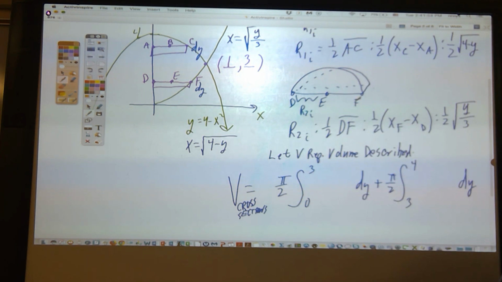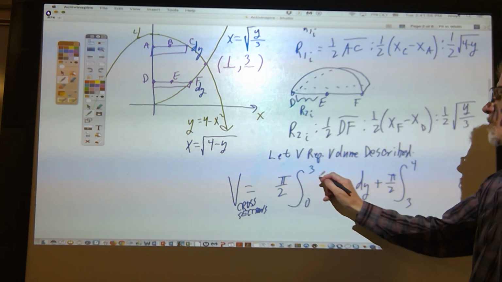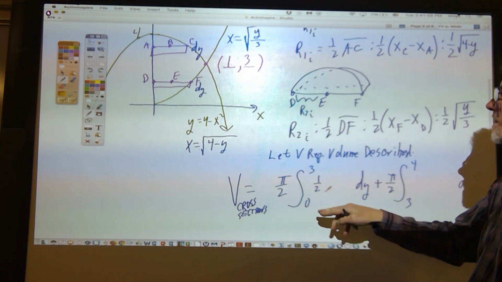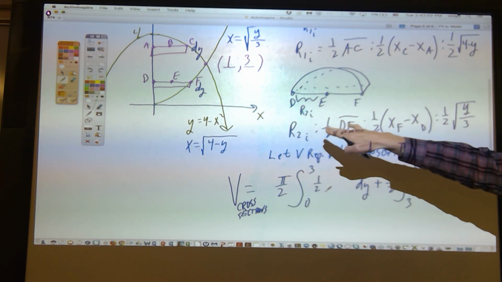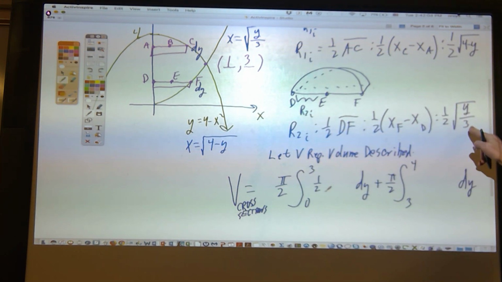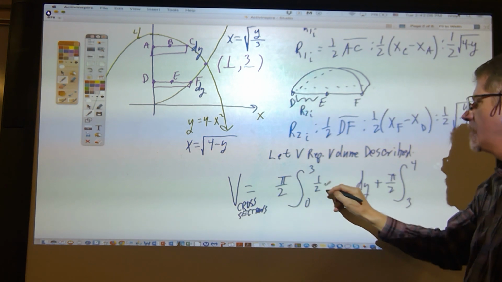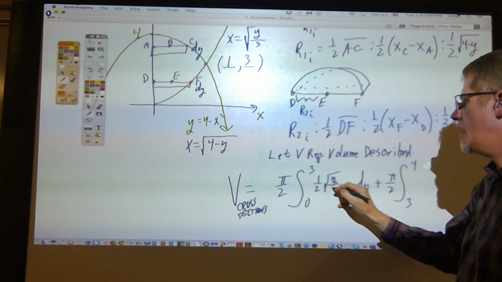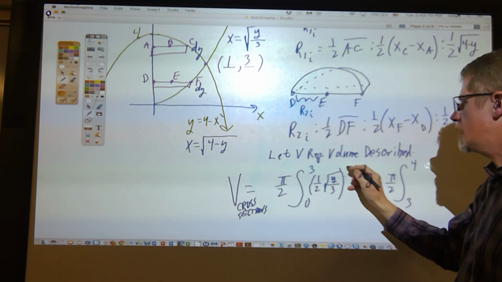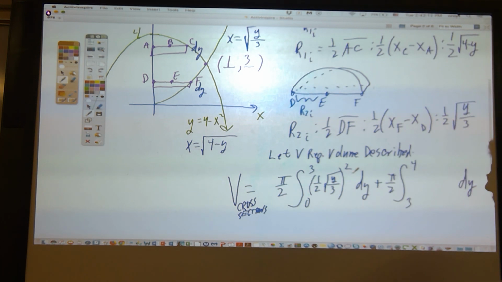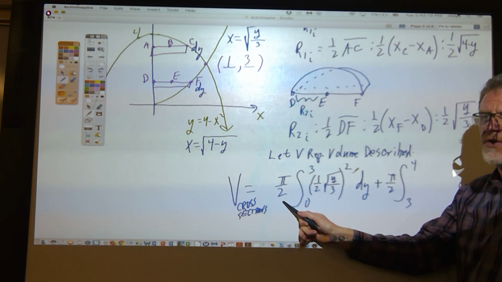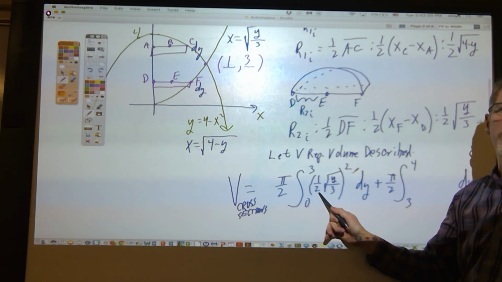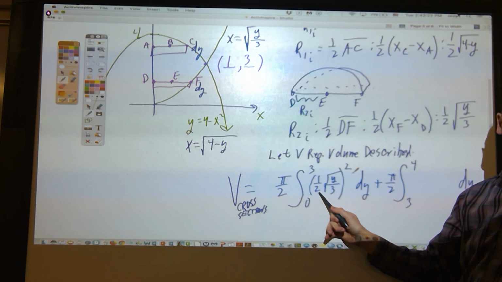So here's what we're looking for. We're looking for the radius from 0 to 3. That's r sub 2 sub i. So that's 1/2 square root of y over 3, that quantity squared. Many of you on the test forgot to square the 1/2 in here. A lot of you had the 1/2 out front, but you skipped this 1/2, which when squared becomes 1/4.